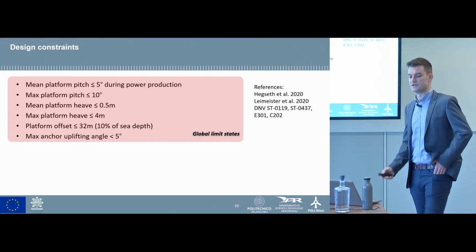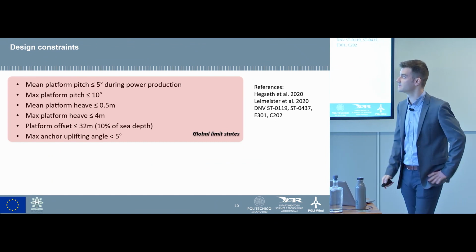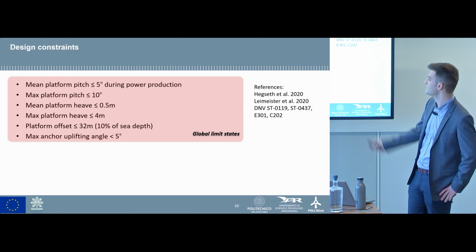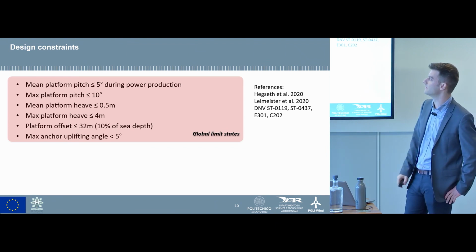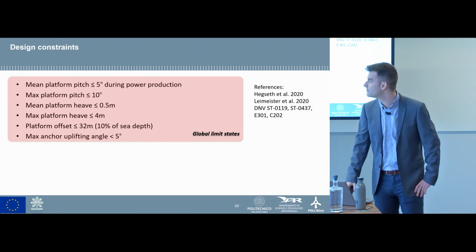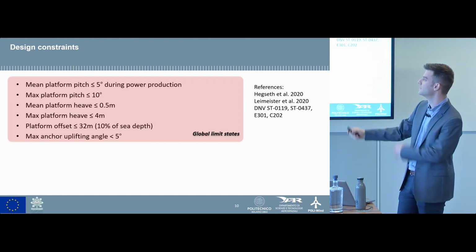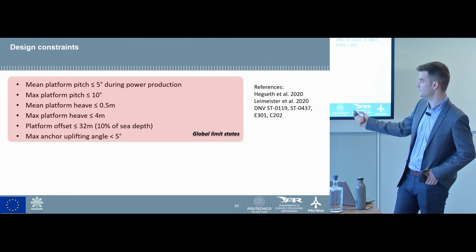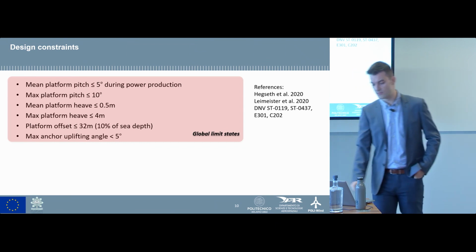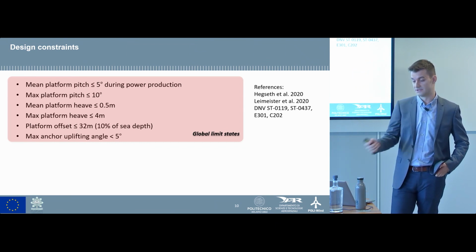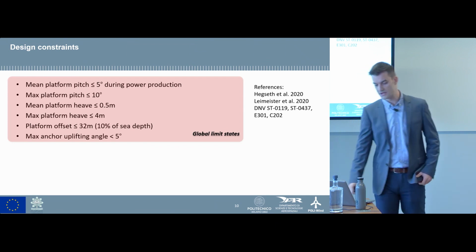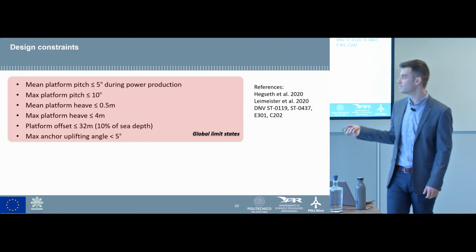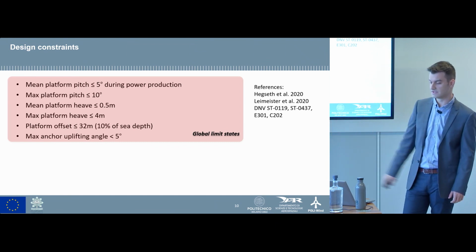And we have incorporated several design constraints. To begin with, the global limit states: we have maximum values on mean platform pitch, maximum platform pitch, and maximum and mean heave. The maximum platform offset is set to 10% of the sea depth to prevent breakage of the power cable, and the maximum anchor uplifting angle is set to 5 degrees.